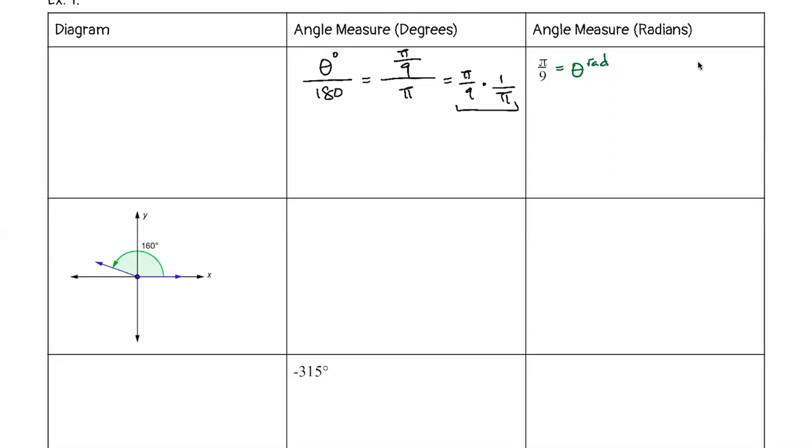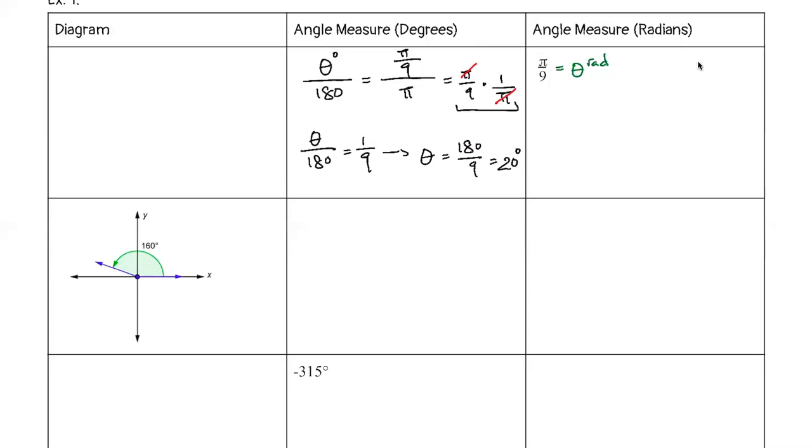Yeah, 1/9. I think a lot of us can see that this pi and that pi are going to reduce, and that will get 1 over 9. And so really we have theta over 180 equals 1 over 9. Okay? And now we can multiply both sides by 180, get rid of that, and then we'll get 180 over 9, which is going to give us 20 degrees. Okay?